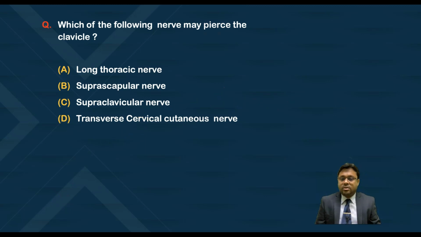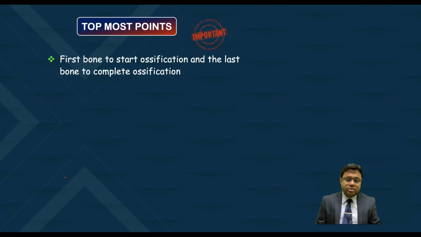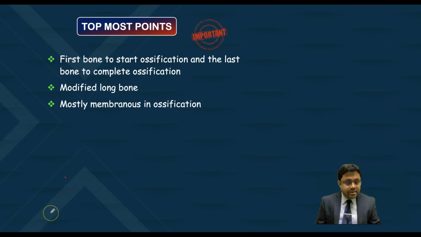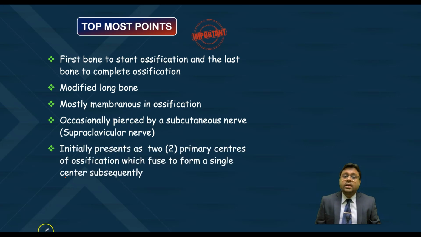Okay. Now, to brush up the important points, number 1, it is the first of the bones to ossify and the last of the bones to complete ossification, that we discussed in detail. It's an example of a modified long bone. I told you why modified and why long bone. Next, it's mostly membranous ossification. We discussed this. Sometimes pierced by a cutaneous nerve, the supraclavicular. Okay, and initially it presents with 2 primary centers of ossification for the shaft that fuse later on to form a single center. This is all we discussed, just to brush up your memory.